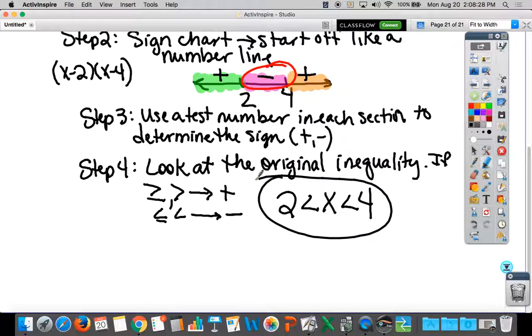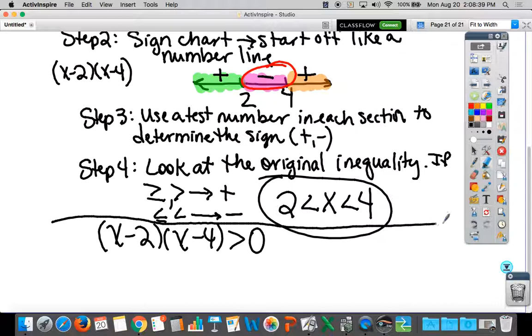Now, let me just throw this one at you. If you had x minus 2, x minus 4 is greater than 0. So here's just a little different scenario. If that was greater than, greater or.